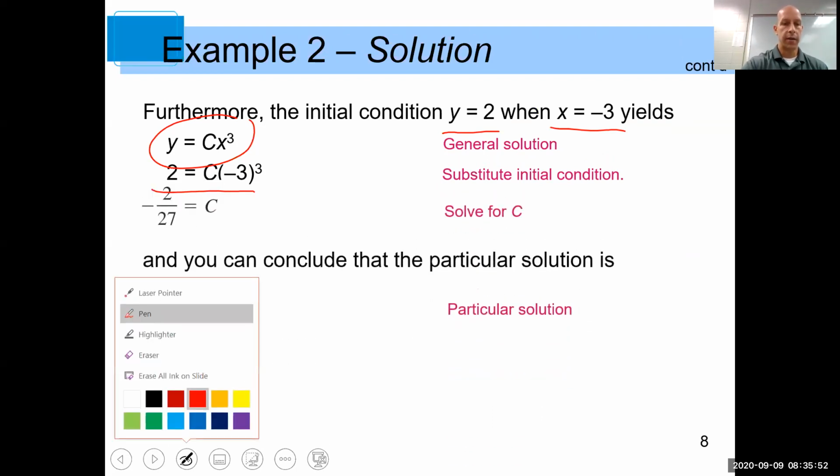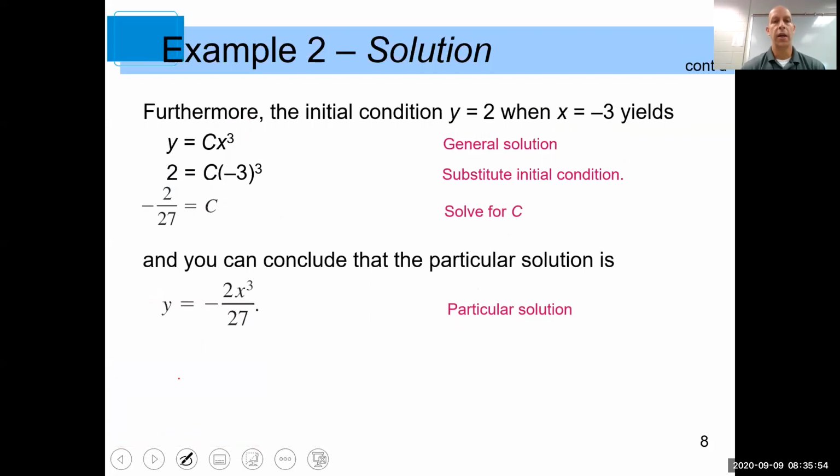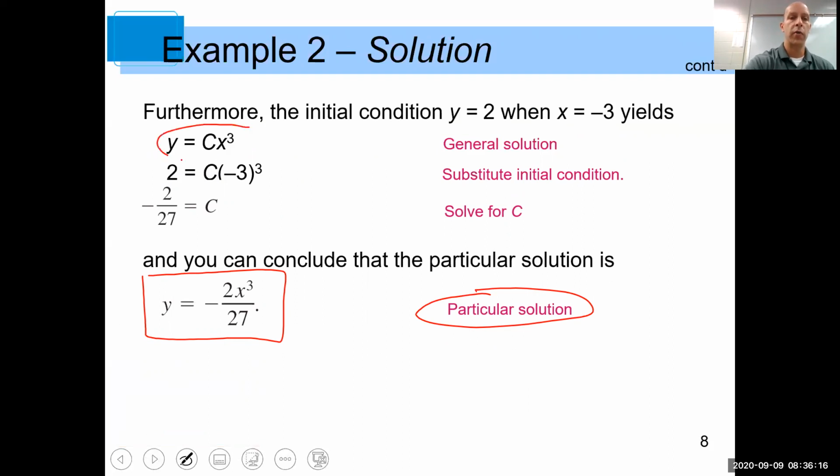That's going to give us, let me clear that off, 2 equals c times (-3) to the third, and we can solve that for c, and we can see that c in this case is -2/27. Therefore, we can conclude that the particular solution for the differential equation is y equals -2x to the third over 27, whereas the general solution was y equals cx to the third.